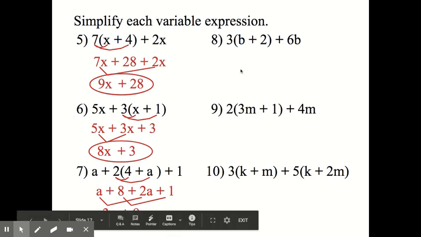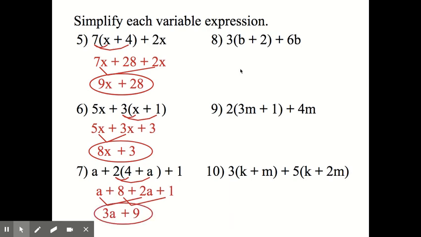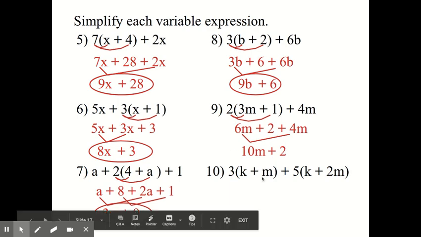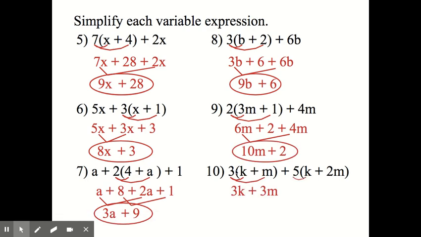Number 8, what would that simplify down to? 9b plus 6. Number 9, what would that simplify down to? 10m plus 2. And finally 10, what would this simplify down to? 8k plus 13.